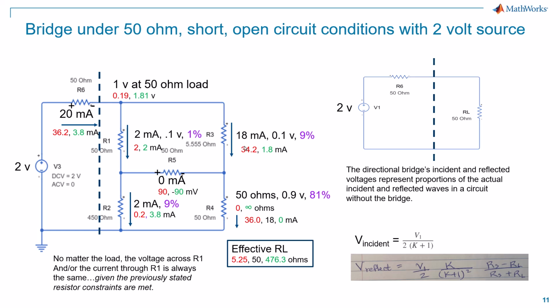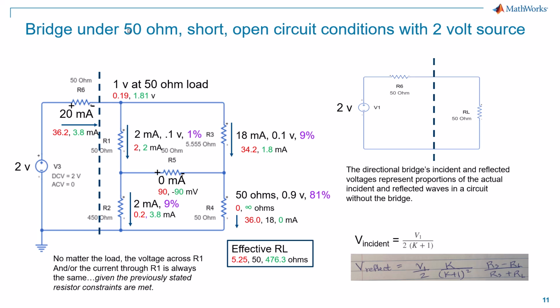Okay, next I'm going to share sort of an eye chart of a slide with you to look at what happens to the bridge under different conditions: under a 50 ohm bridge balance condition, when R4 is shorted, and when R4 is open circuit, with a 2 volt source. And again, we're doing all this with just resistances, real impedances, and a DC voltage source, just to keep it simple. This can, of course, be generalized to AC and reactive loads and components, but we're just keeping it simple for the sake of this initial presentation.